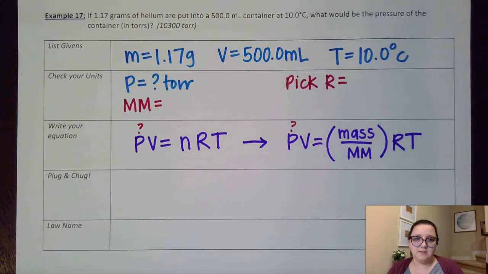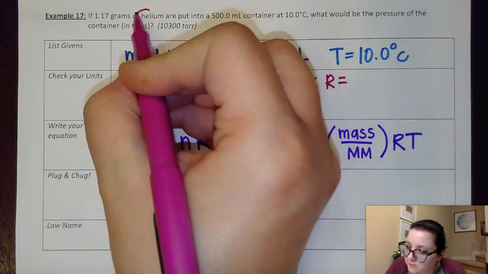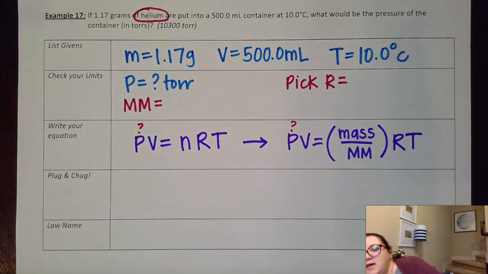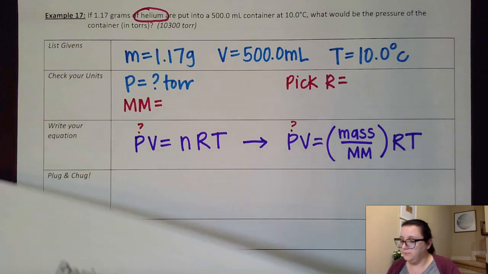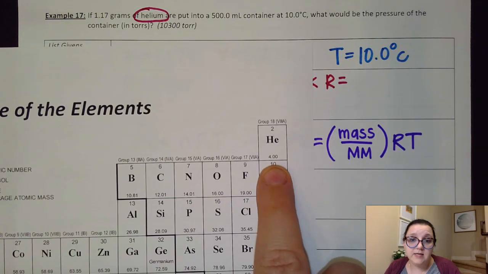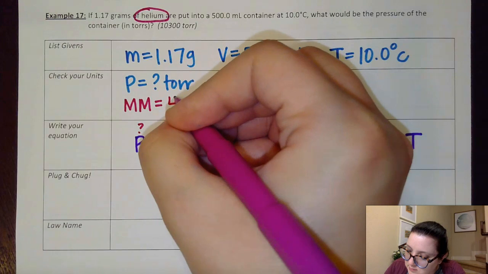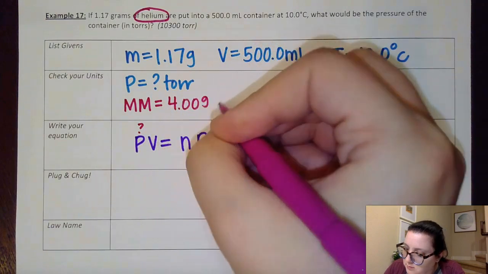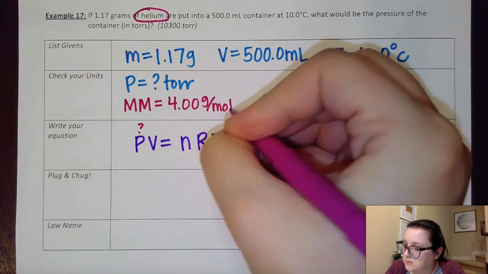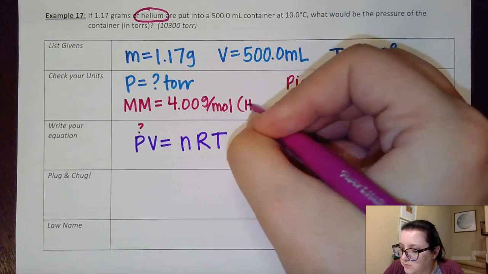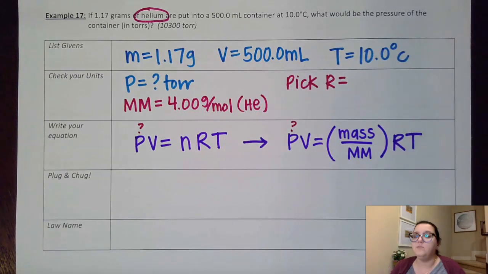As far as the molar mass is concerned, think about what gas we have in this problem. If you look back here, it says that we have helium. And if I look at my periodic table, I notice that helium is 4 grams per mole. So I'm going to use that for my molar mass. Again, this is specific for helium. If you had a different gas other than helium, then you would have to use the molar mass of that specific gas.